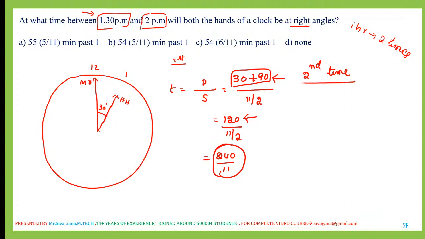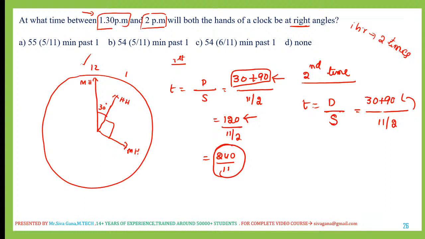For the second-time perpendicular case, time is nothing but distance divided by speed. The speed is the relative speed, which is 11/2. What about the numerator? If the minute hand covers an extra 30, coincidence happens. Next, if the minute hand covers 30 plus 90, the first-time perpendicular happens. Let us say like this, there is a perpendicular structure.